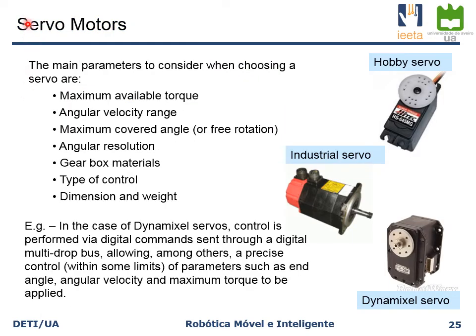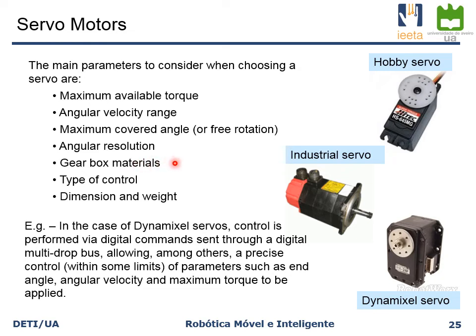Since servo motors are so interesting as an actuator in robotics, normally we have to consider different sets of parameters according to the type of application that you want to acquire a servo for. You normally have to consider the maximum available torque, which is available at the final axis, the angular velocity range, the maximum covered angle. Sometimes you can also use a servo as a free rotation system, the angular resolution that you can actually achieve, the gearbox materials.